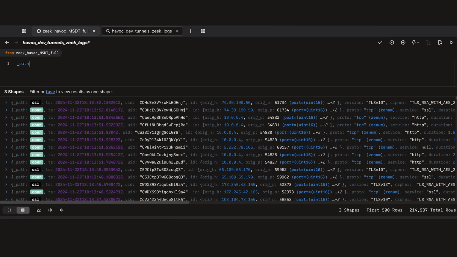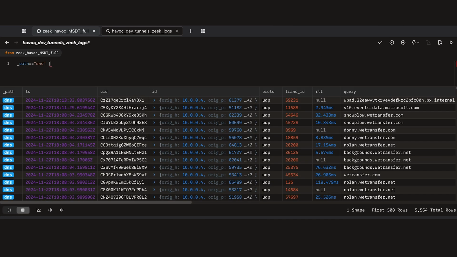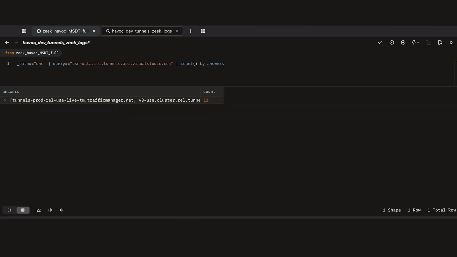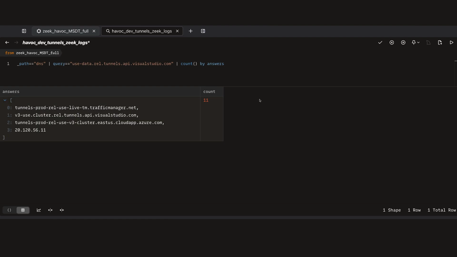Since RITA only provides us with the destination FQDN, we can use Zeek's DNS log to find the specific IP associated with this FQDN. In examining the DNS log, we discovered an interesting DNS resolution chain. Now we can see that the query for this FQDN followed a CNAME, that is a canonical name chain, a series of DNS alias records that ultimately pointed to the actual host. The chain moved through several intermediary domains before resolving to the IP address 21.20.56.11.